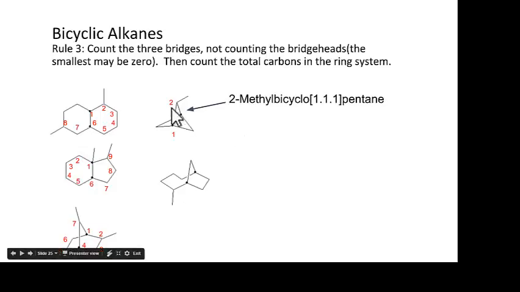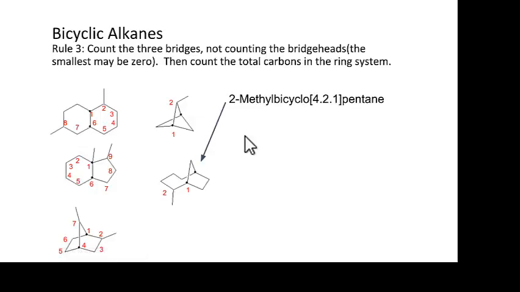Well, now all 3 bridges are the same length. This is a 1-carbon bridge, a 1-carbon bridge, and a 1-carbon bridge, as indicated by the 1, 1, 1. So how do we decide which of the 3 bridges to number first? Well, whichever one gets you the first branch point as soon as possible. So we're going to use this as the first bridge, so that's carbon number 2. Then that would be 3, 4, we'd skip the first bridgehead, and that would be number 5. So this is just 2-methyl bicyclo[1.1.1]pentane.